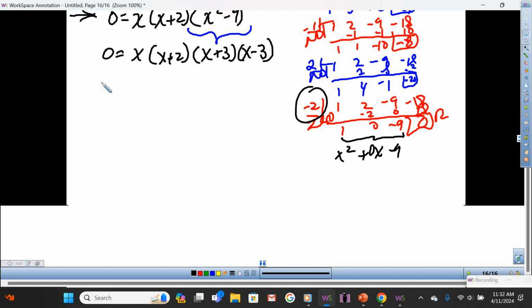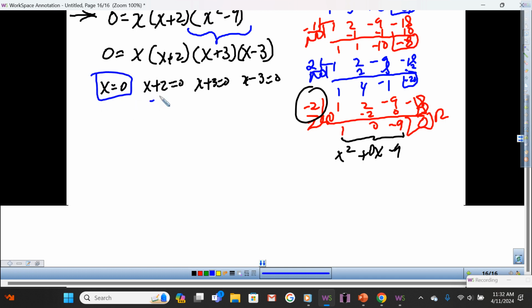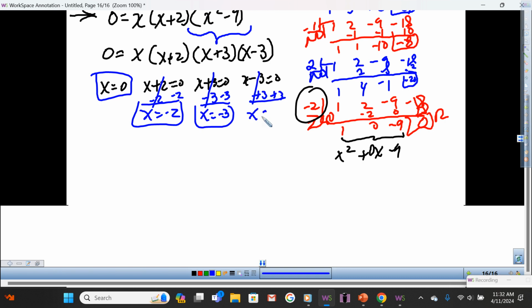Set them all to 0. X equal to 0. X plus 2 equal to 0. X plus 3 equal to 0. X minus 3 equal to 0. All right. So, for the sake of time, here we go. This is solved. Minus 2, minus 2. X equals negative 2. Minus 3, minus 3. X equals negative 3. Plus 3, plus 3. X equals 3. Let's graph this.